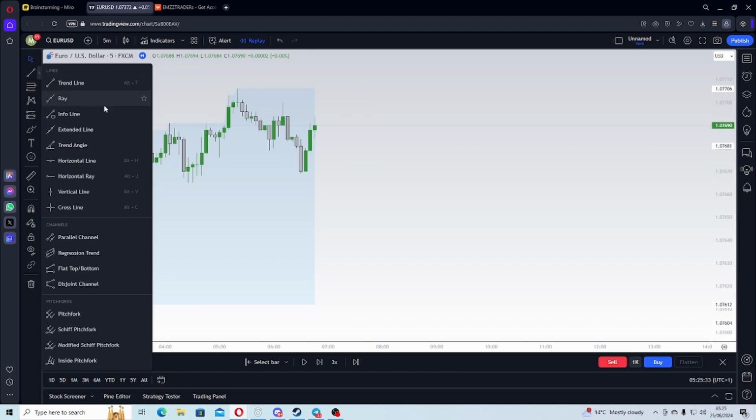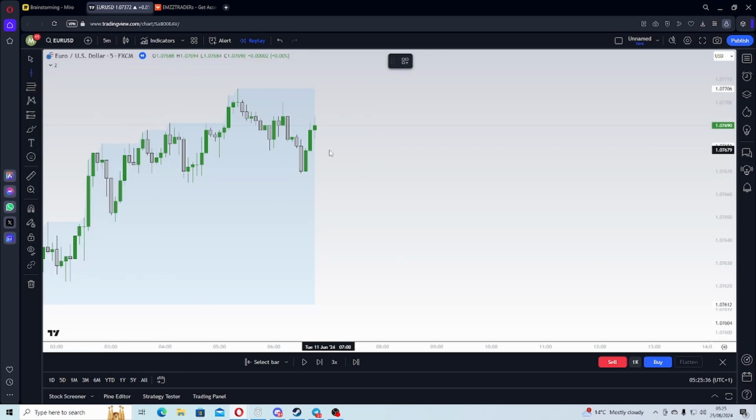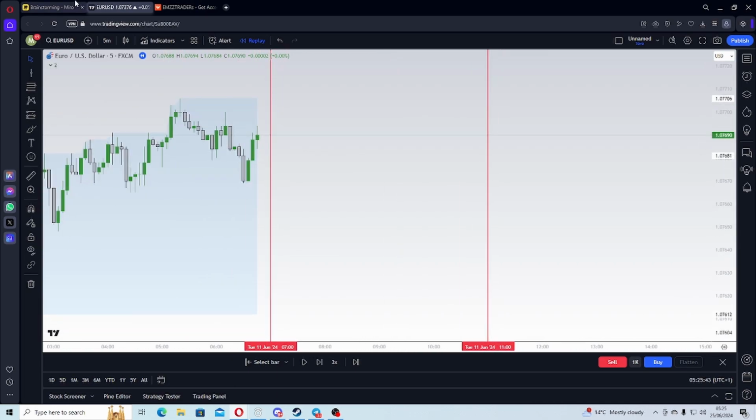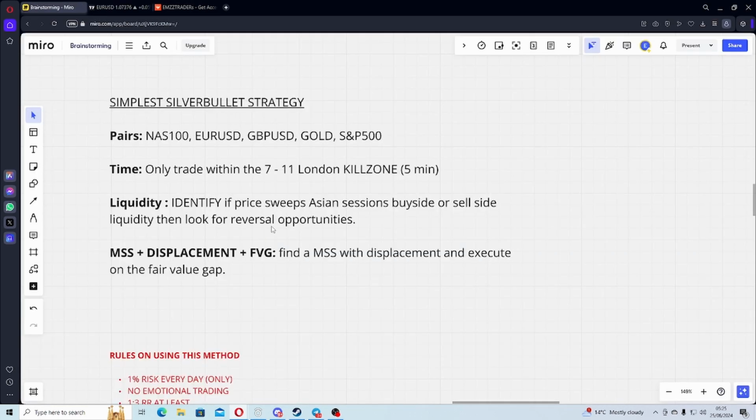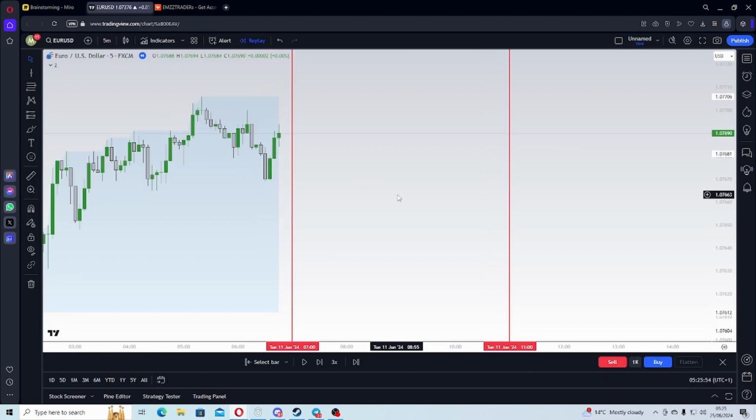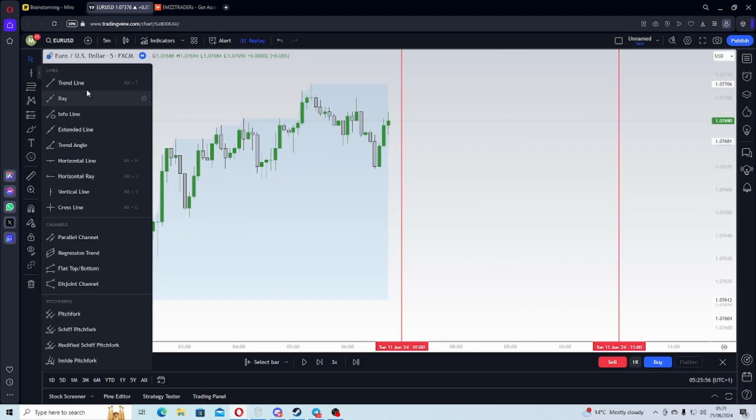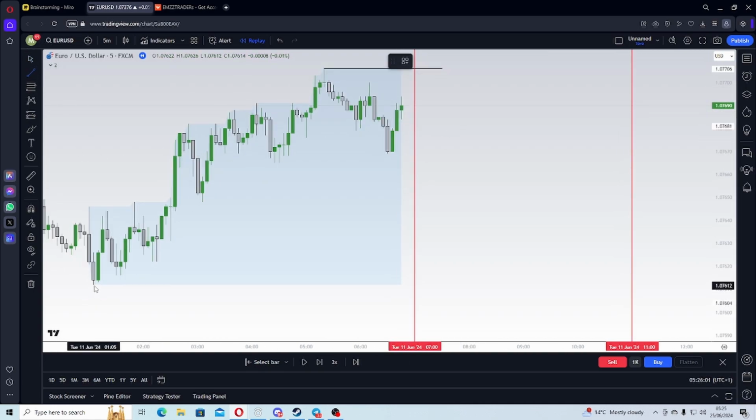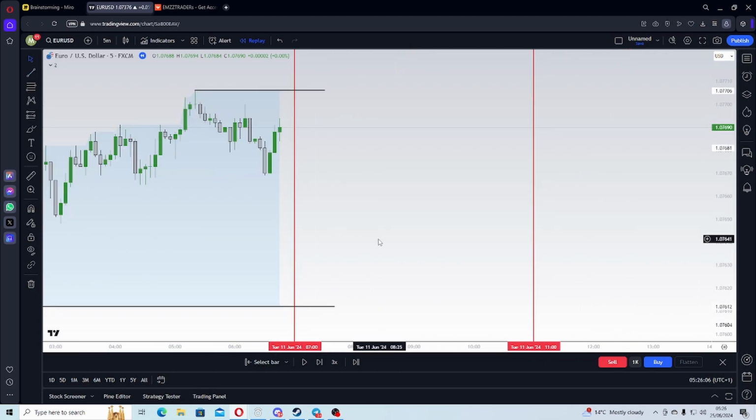So I'm going to be just marking this out right now. And it is very, very easy if you just replicate and follow exactly what I do, okay? So you're on the 7 to 11 kill zone. Now, you need to identify if price sweeps Asian session's buy side or sell side liquidity. Then you look for the reversal opportunities, okay? Now, I need to see if Asian session's highs, which is right here, or the lows actually get swept. And whichever side gets swept, we're going to be aiming to take the trade towards the opposite side.